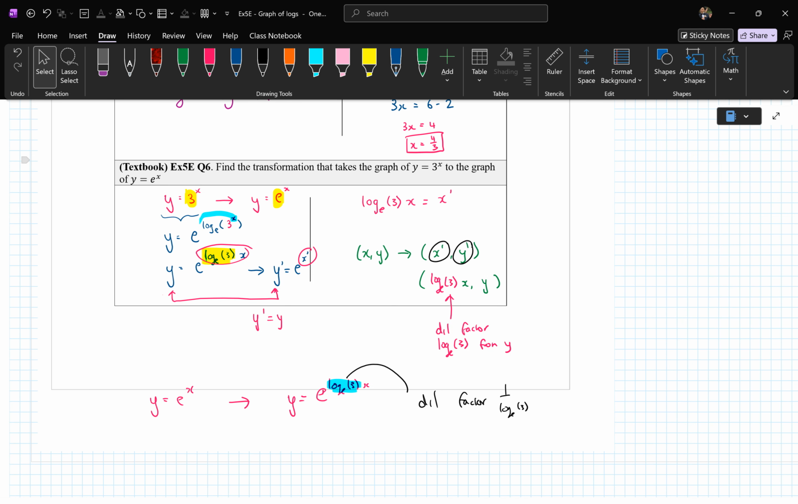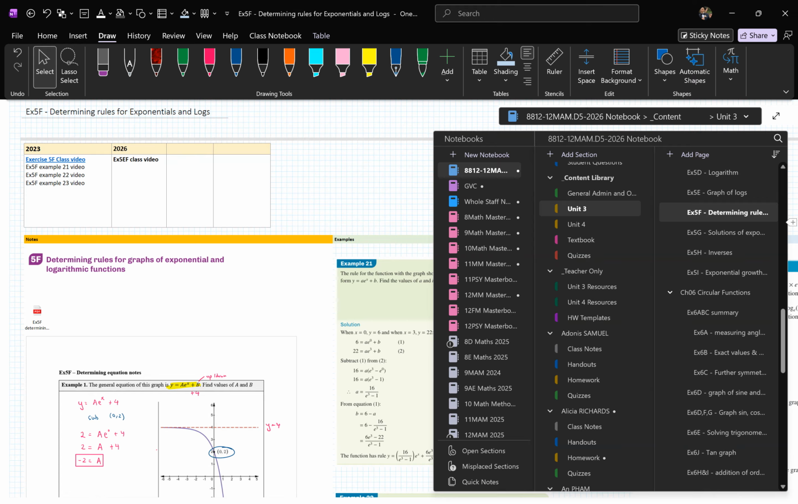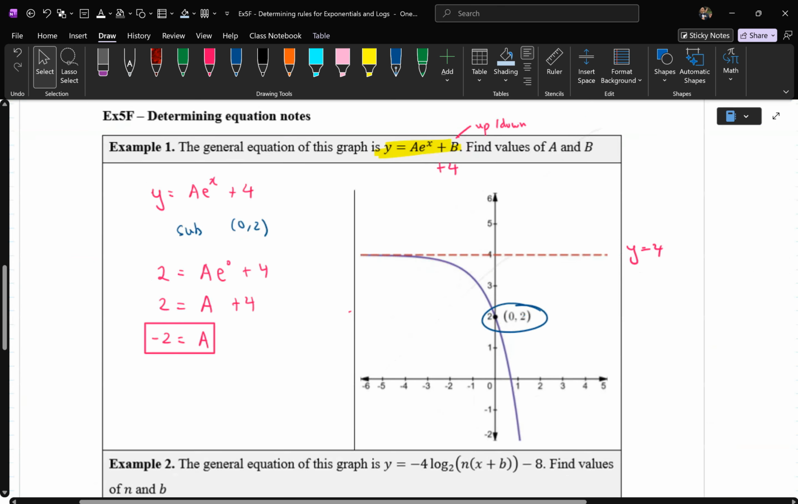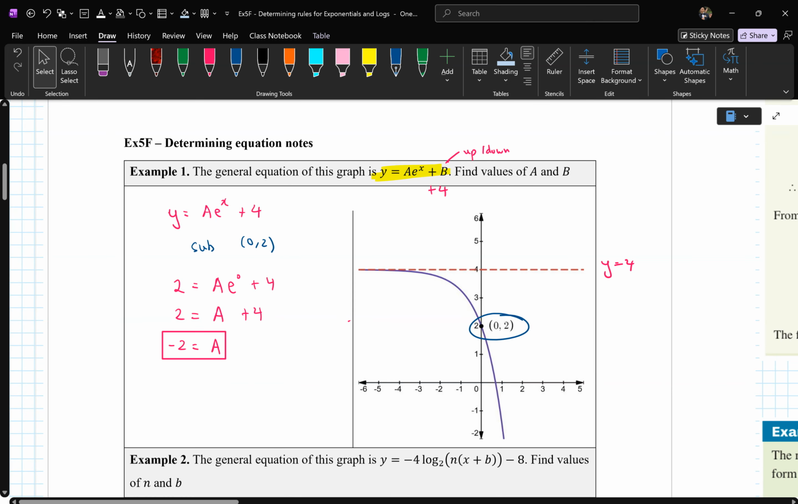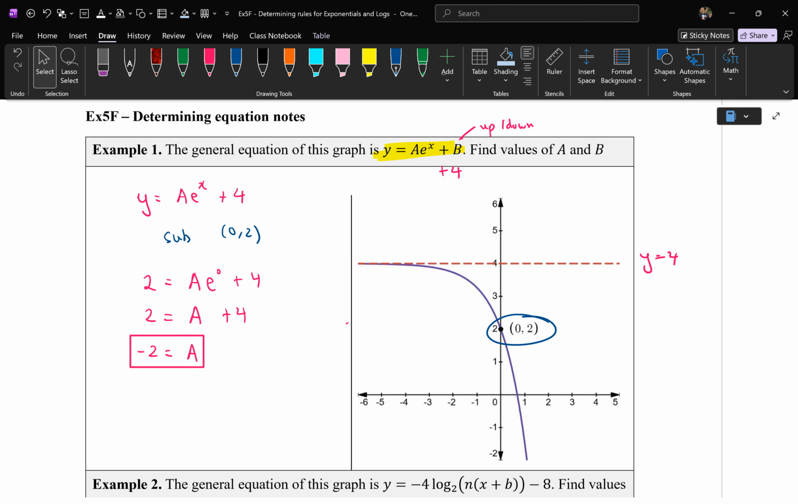So that's exercise 5e question 6. If you have a look at it, there's probably another one similar to that one. You can try that one from 5e. But let's now try 5f. And 5f is nothing more than just determining equations, which you've already done previously. In chapter 1, chapter 3, chapter 4, you've done this. So they're all similar. I've got the answers for example 1.